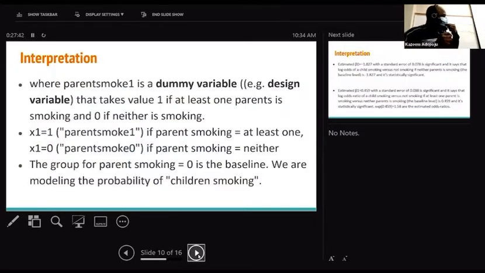Okay, now the interpretation, of course, I've written the interpretation. I told you x1 equals 1 when parents smoke, and x1 equals 0 when parents don't smoke. So take a look at that. The group for parents smoking equal to 0 is the baseline. And what do we mean by the baseline? We are modeling the probability.